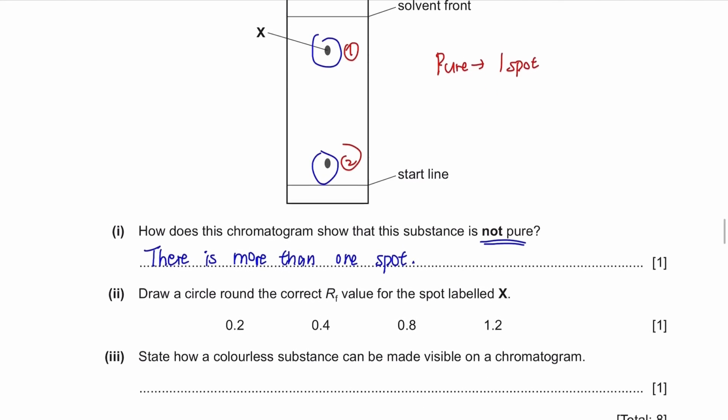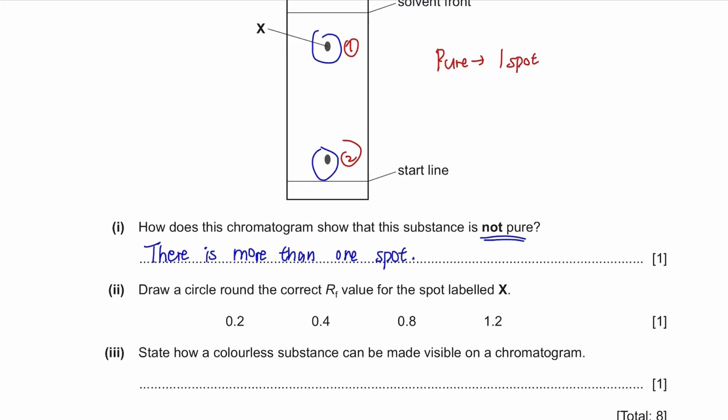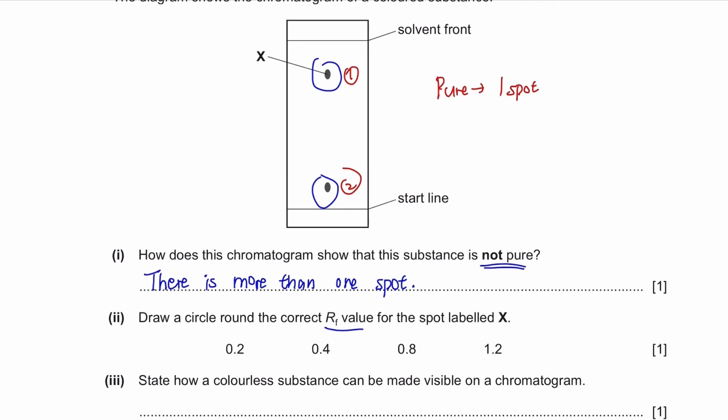Draw a circle around the correct Rf value for the spot labeled X. To find the Rf value, we need to take 2 measurements from the chromatography paper. One is the distance between the solvent front and the start line. I got around 4.4 centimeters. I'm not sure how accurate this is because I'm measuring this off from my screen, but our final answer will be the same, so it's fine.